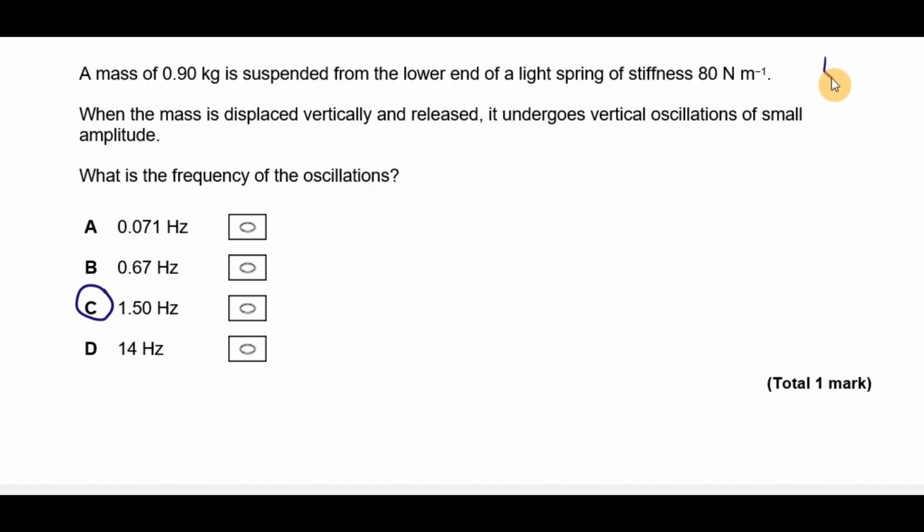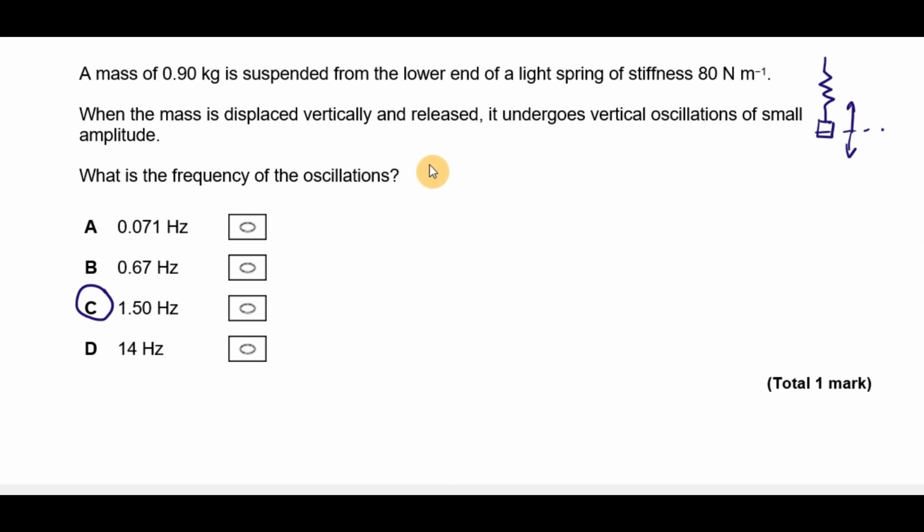So we've got a spring and a mass, and when we pull the mass down and release it, it's going to oscillate upwards and downwards about an equilibrium point. Well, there's a couple of equations which we're going to use to solve this problem.